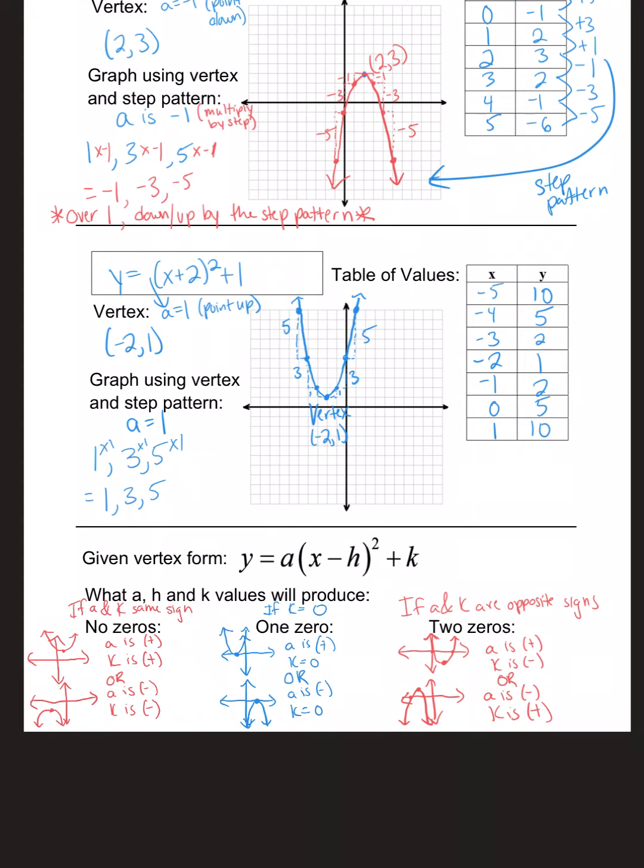So that's how we can identify how many zeros we're actually going to have in a parabola. If they're the same sign, we're going to have no zeros. If they're opposite signs, we're going to have 2 zeros. And if k equals 0, then we'll just have 1 zero or one x-intercept. That's all for your note for today.